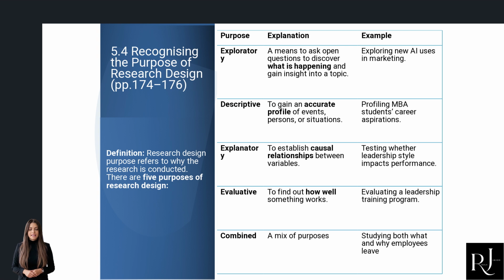Descriptive research aims to gain an accurate profile of events or persons, like profiling the career aspirations of MBA students. Explanatory research establishes causal relationships between variables, such as testing if leadership style impacts performance. Evaluative research finds out how well something works, like evaluating training programs' effectiveness. Lastly, a combined approach uses a mix of these, such as studying both what happens when employees leave and why it is occurring. Understanding your purpose is essential for choosing the right strategy.